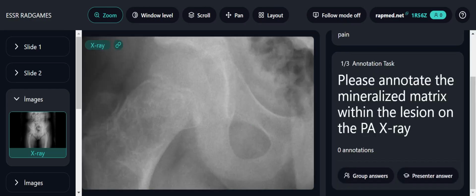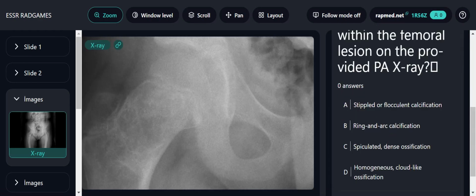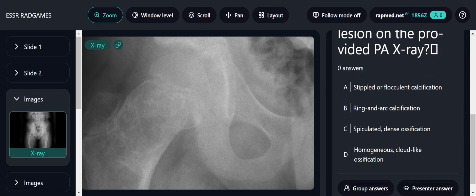For the first task, we see clearly the cartilaginous matrix close to the physeal line. For the second one, these calcifications are stippled or flocculent calcifications. These are not consistent with typical ring and arc calcifications, and we do not see any ossification in this X-ray.